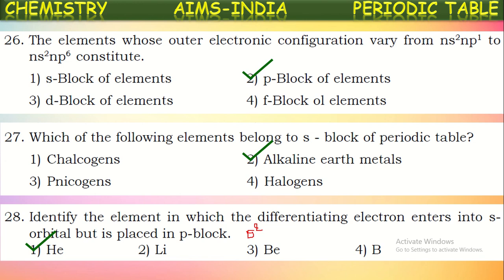Means it has its differentiating electron in S shell. It should be at the left side of the periodic table. But because of its stable electronic configuration and inertness, it is placed along with the remaining noble gases in the P block extreme right side column. That is the 8A group. This we can say is an exception. It is an S block element kept in the P block.